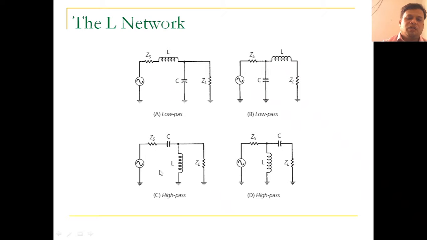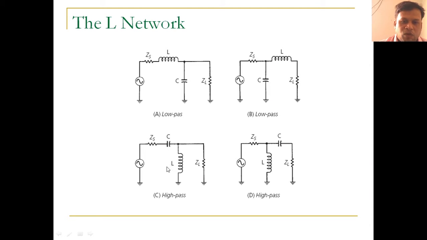And in the high pass, you see that the high pass filter has Zs and C in series, and L and ZL in parallel. In the other high pass configuration given in figure D, you have the source as well as Zs and the inductance in parallel, and at the end the capacitor and the impedance ZL are kept in series. So you can see the variations of low pass as well as high pass here. In one, Zs and L are in series, but here Zs and C are in parallel. Here Zs and C are in series and Zs and L are in parallel.